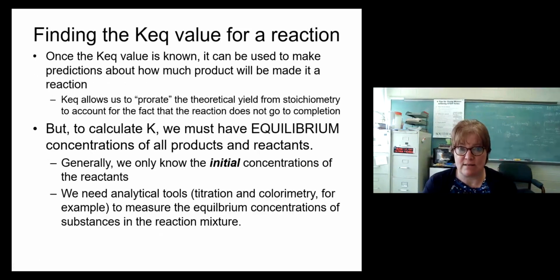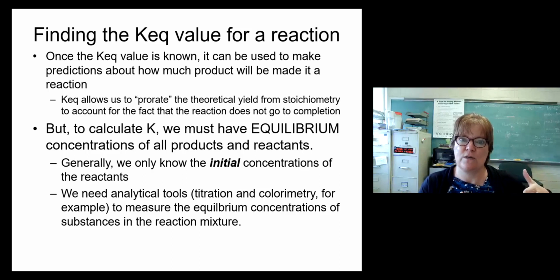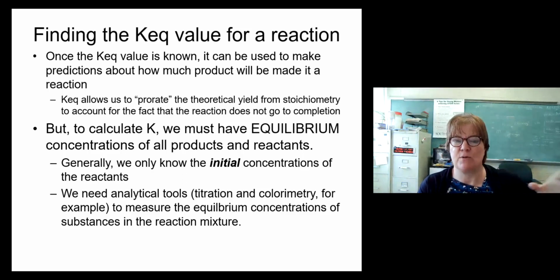So how do I find the equilibrium constant for a reaction? Once it's known, I can say all sorts of things about the chemical reaction. I can say this is product favored, it's reactant favored, and I can figure out how likely this reaction is, whether my products are going to be made. I can also prorate my theoretical yield from stoichiometry to account for the fact that it doesn't go to completion. This is particularly important if you're in a manufacturing plant trying to sell this product. We're going to need to know what I need to do to make that favorable, and what I should expect as a realistic yield.